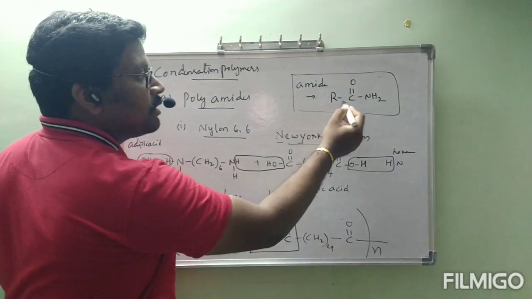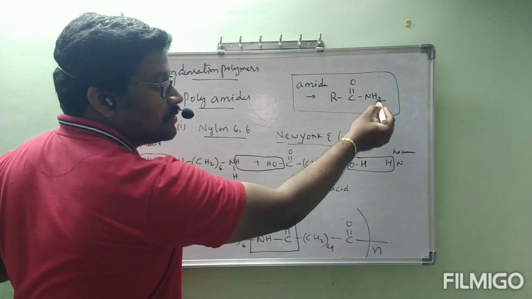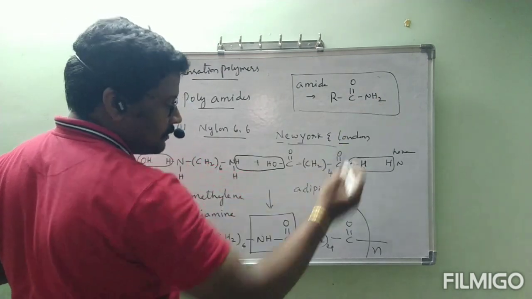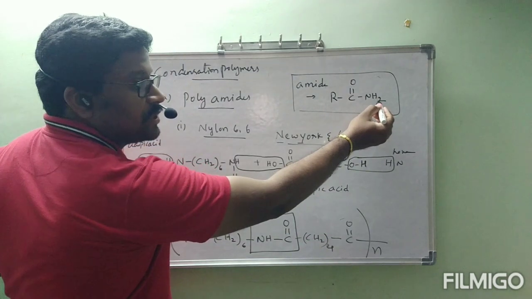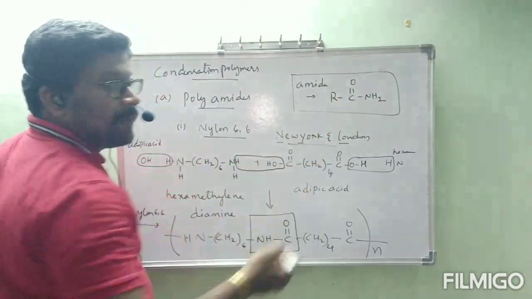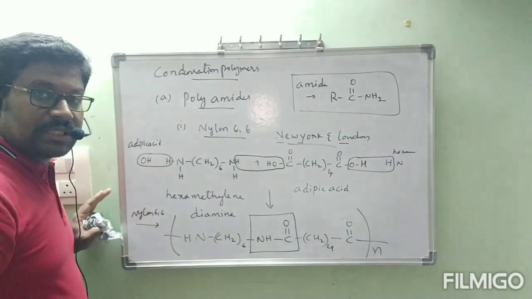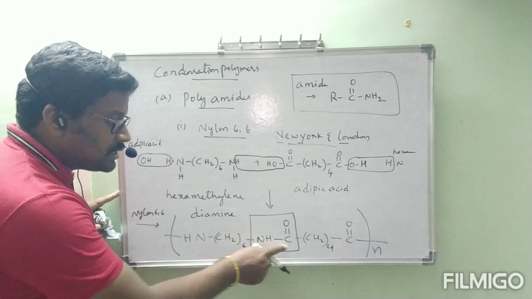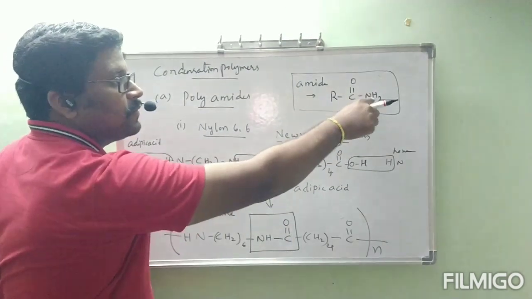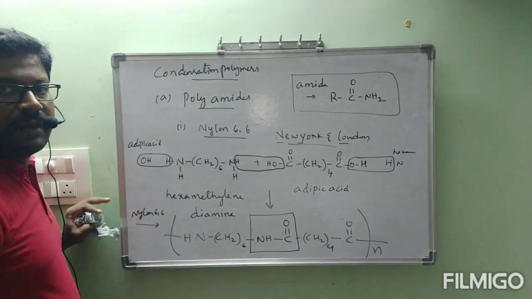CONH. Substitution. See, instead of this hydrogen, it is bonded to another carbon. Instead of one hydrogen, this nitrogen is bonded to another carbon, like a substituted amide. Does it resemble the amide group or not? Amide group is RCONH2. Here NH C double bond O. See, C double bond O NH. It resembles that one. That's why this is called polyamide.